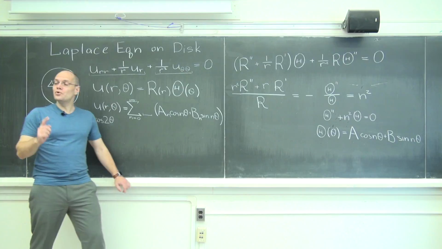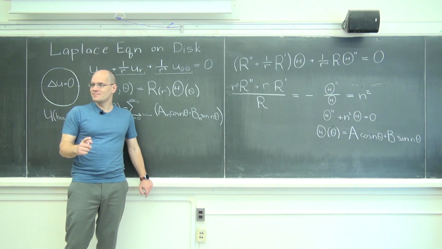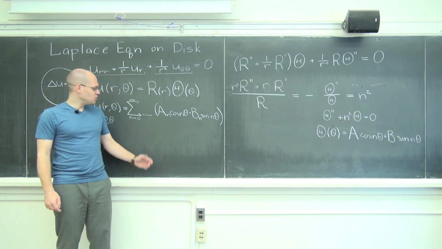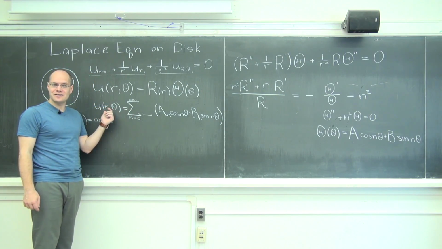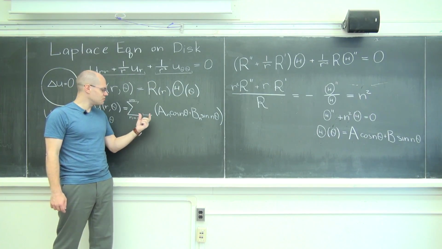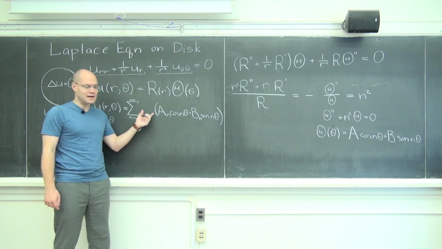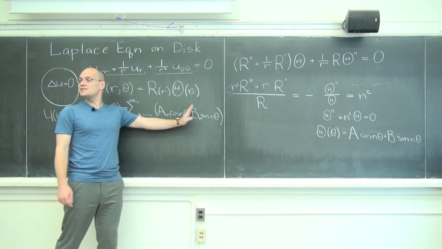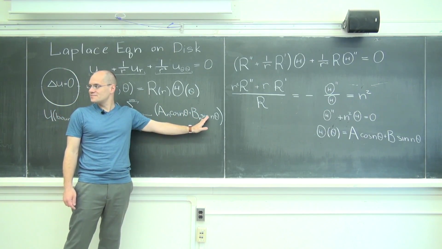And so we can anticipate how we're going to match boundary conditions. When we plug in r equals 1 here, in other terms, we're plugging in r equals 1 here. I'm not quite sure yet what will go here, but we'll end up with some kind of a Fourier series.